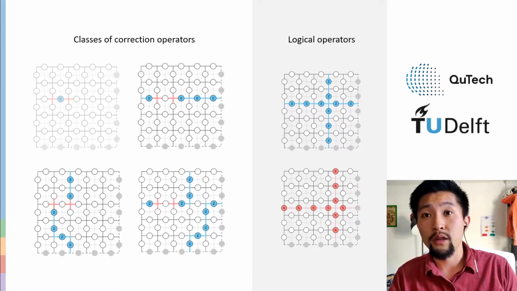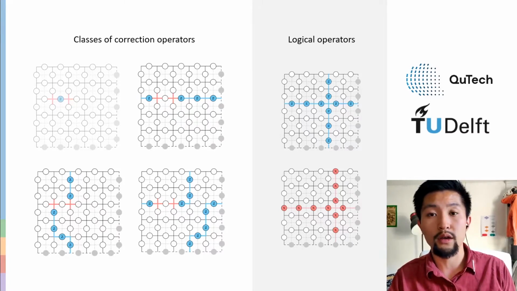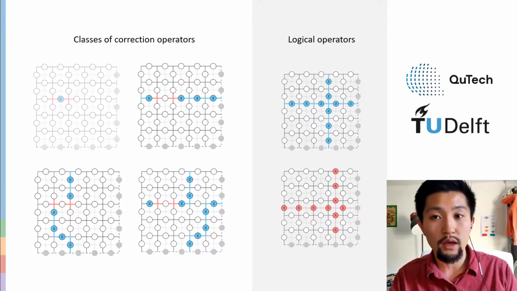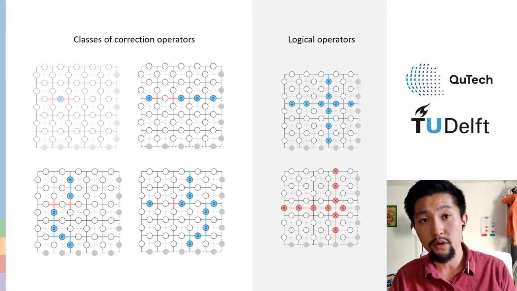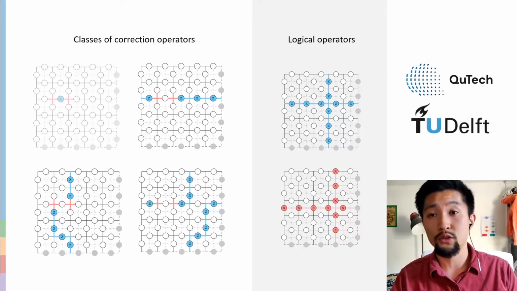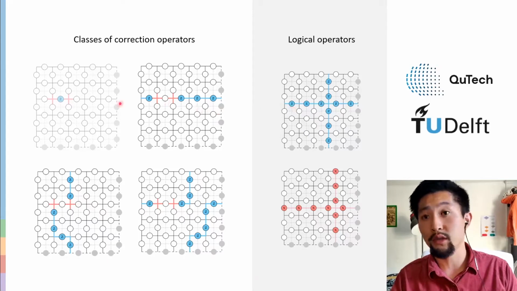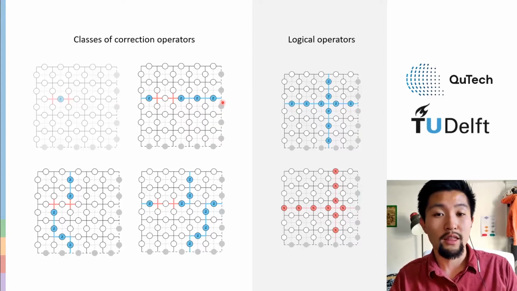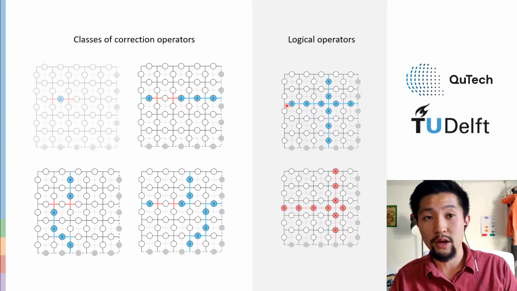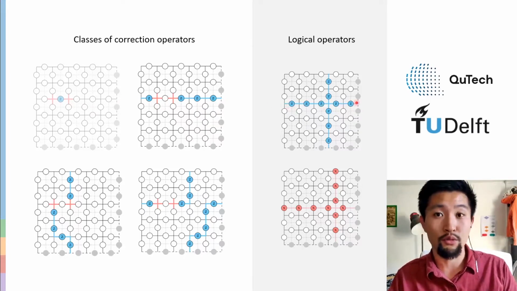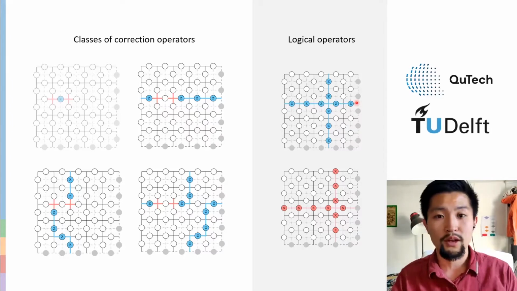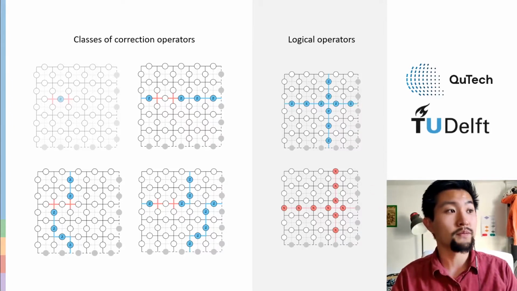Now, if we supply a correction operator, which is just a string or a combination of parity operators, and the class doesn't match the error, what we will end up with is a string of errors that crosses the entire boundary of the torus. And a string of errors that crosses the boundary is equal to a logical operator. So if we supply a correction operator that is from a different class than the error, what we will end up with is a logical error. And it is something that we don't want.